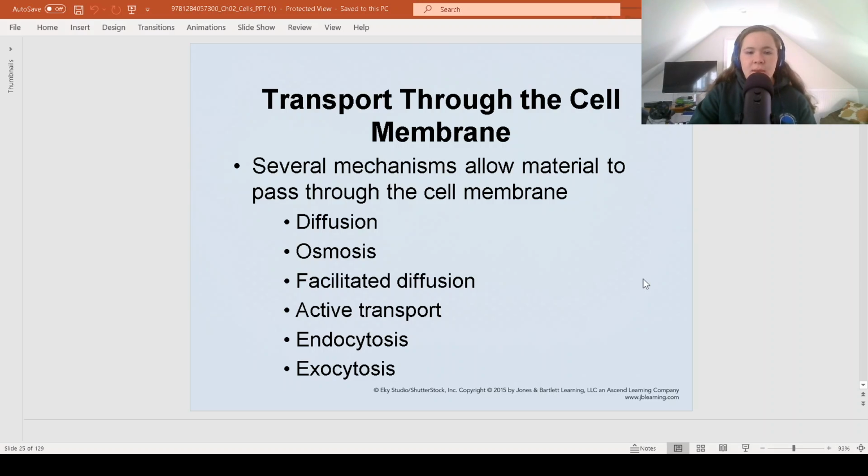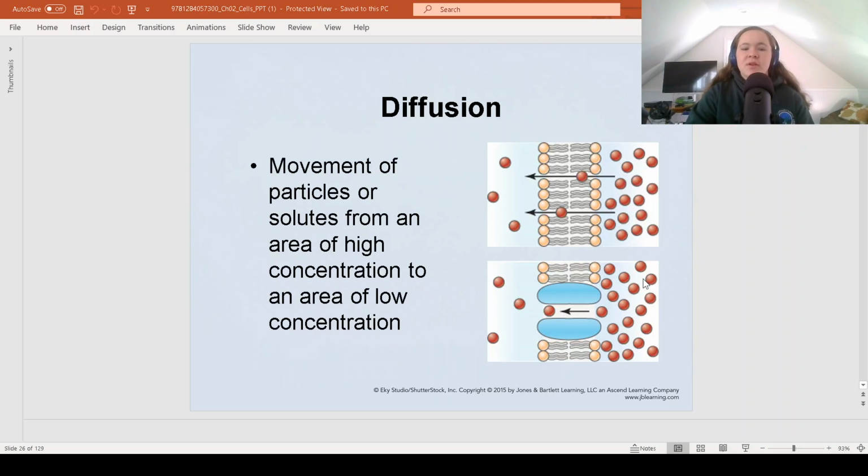Transport through the cell membrane. Several mechanisms allow material to pass through the cell membrane: diffusion, osmosis, facilitated diffusion, active transport, endocytosis, exocytosis. Diffusion is the movement of particles or solutes from an area of high concentration to an area of low concentration.